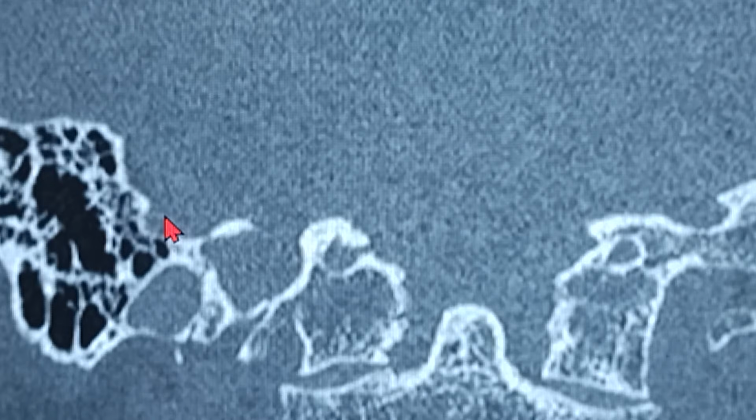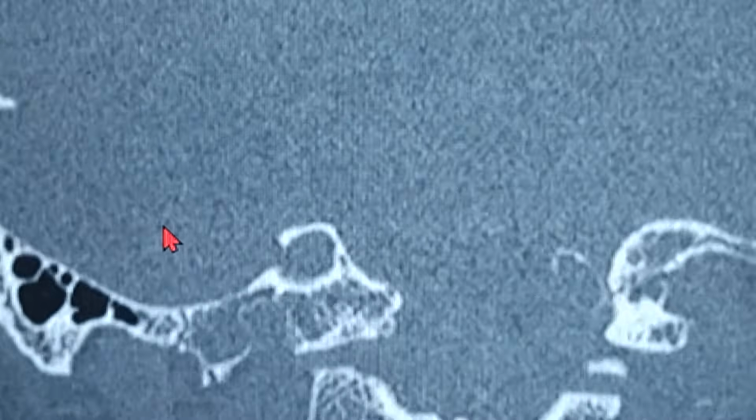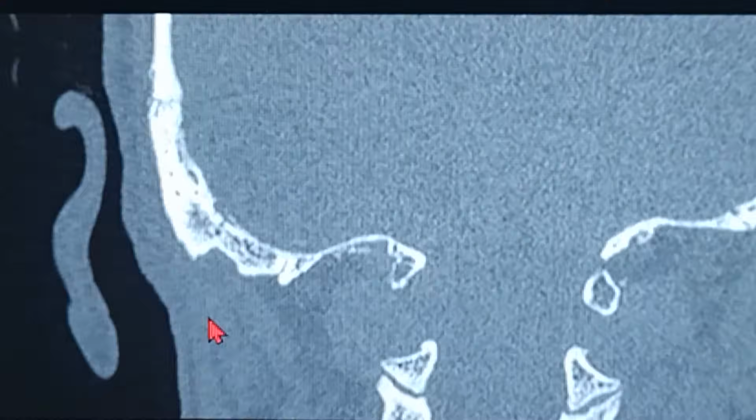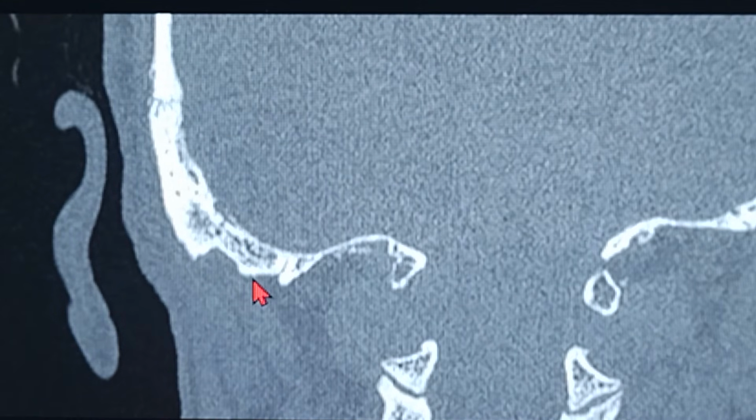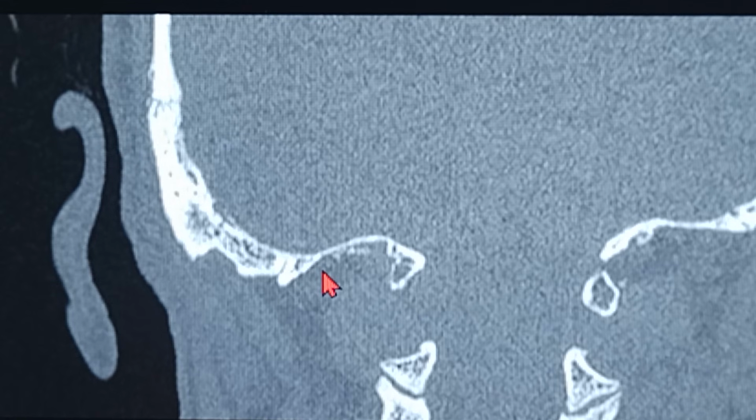So this is how you basically view the structures on the coronal scan. You can at the same time compare the axial and the coronal. So this is how you should basically read the CT scan. If you have any doubts, you can take a CT scan of a normal patient, take the CT scan of a diseased patient, or you can just take the same patient and compare the right and the left side to know the anatomy much better. So this is how you should read a scan.